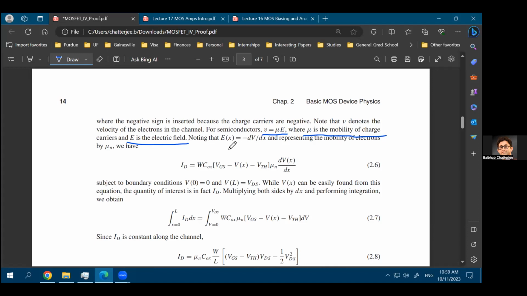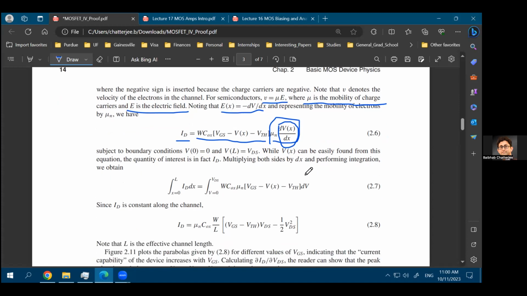Okay. Now you also know that electric field is equal to minus dV/dx. That's the negative of the derivative of the voltage. So now you can represent this entire current ID as W times COX times (VGS minus Vx minus VTH) times mu times E, right? And mu E you can represent as dV/dx. So that's your entire equation that we have now.